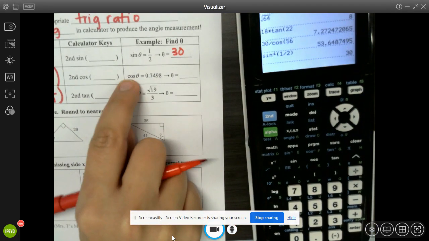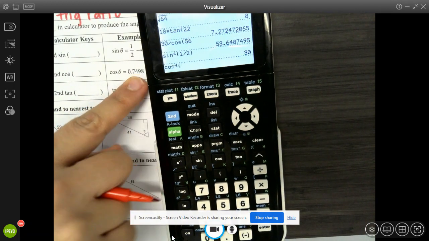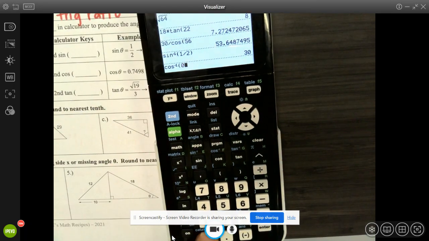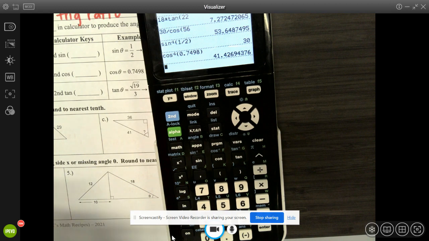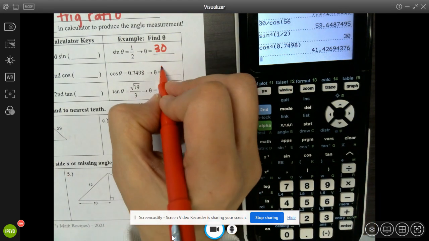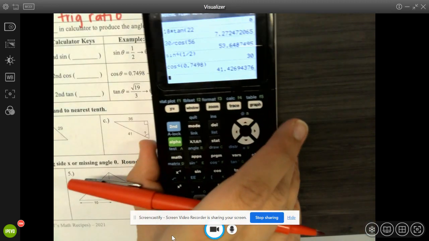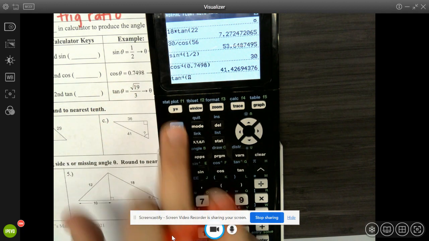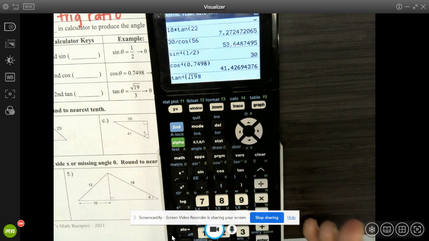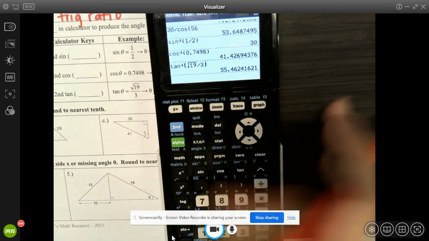If it was cosine, then you would do second cosine, and they've already gotten a decimal here instead of having a fraction, so you would just type that in. Okay, so that angle's about 41.4. And then the last one here is tangent. So we would do second tangent, and then we would type that fraction in, square root 19 over 3. Okay, so 55.5.